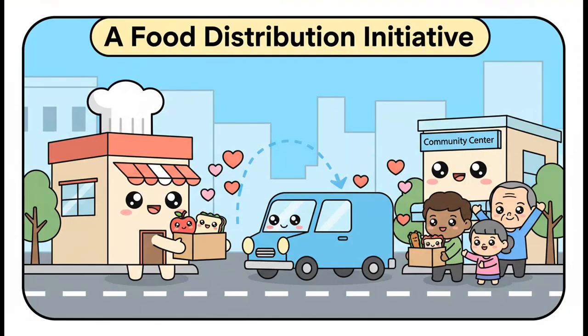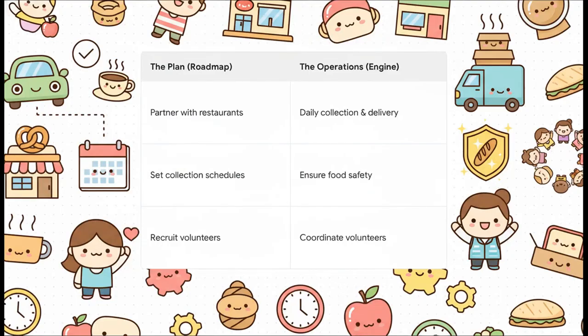For our last example, let's look at a community group. They collect extra food from restaurants and give it to people who need it. This kind of project is built on two things: logistics and trust. And just like our other examples, the plan is to set up partnerships and create schedules. But the trust, the impact, that all comes from perfect execution in the day-to-day operations. The daily food collection has to be rock-solid reliable. Food safety has to be top-notch. And coordinating all those volunteers has to be seamless. In a case like this, consistent operations aren't just important. They are literally everything.